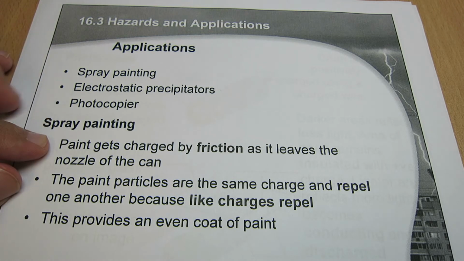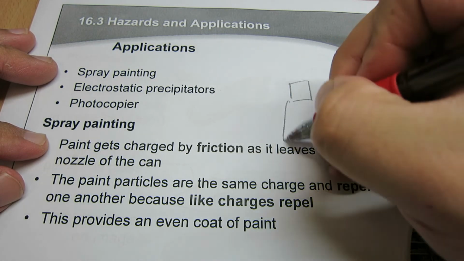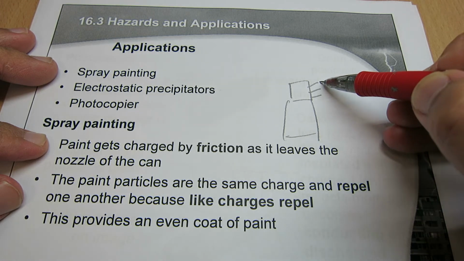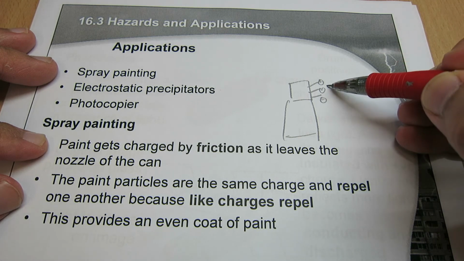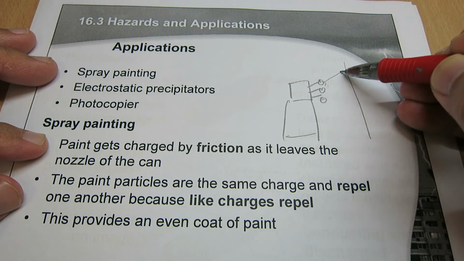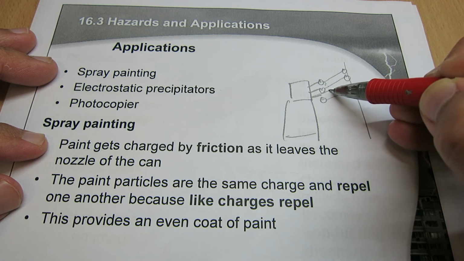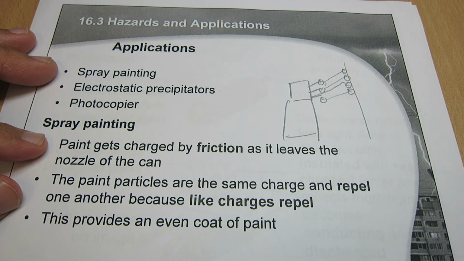Now, spray painting, how it works is that as you squeeze your paint nozzle, the paint that comes out gets charged by friction. So they are all leaving with a certain charge. Because these charges are all the same, and like charges repel, they will all repel nicely over here. Once I have a negative charge over here, and as long as I don't spray it too close, the negative charge that is trying to land over here will find another spot where there's no negative charge. So spray painting provides an even coat.